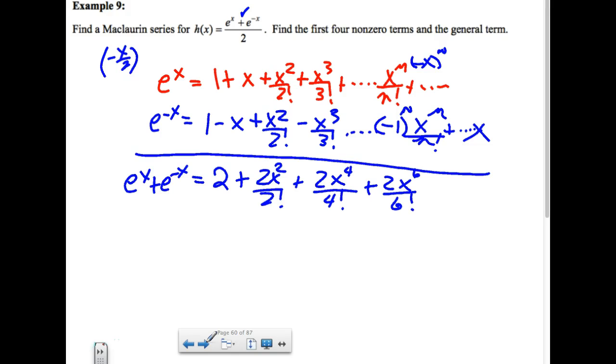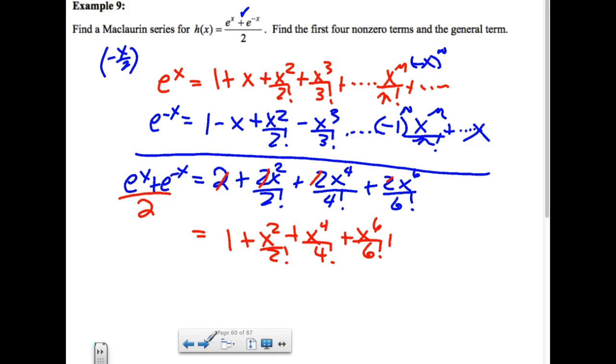You like to see things still beefed up because my next step is to divide everything through by what? 2. And then what I'm going to get is 1 plus x squared over 2 factorial. All these 2's that I just created are going to disappear. I'm going to get x to the 4th over 4 factorial. What does this look an awful lot like? It looks like cosine in the absence of the alternator. Yeah, so its general term is cosine's with the alternator obliterated.